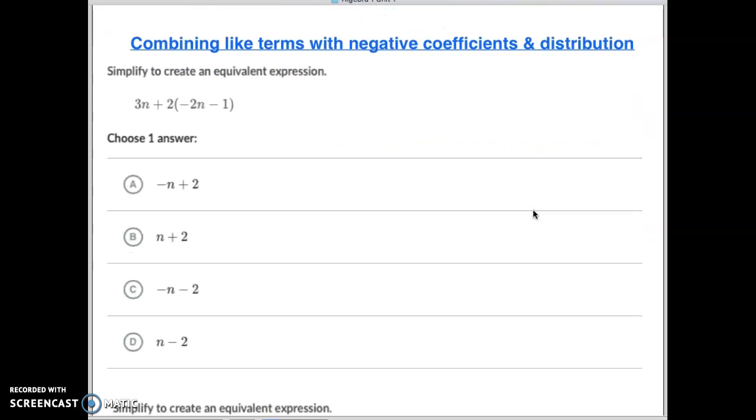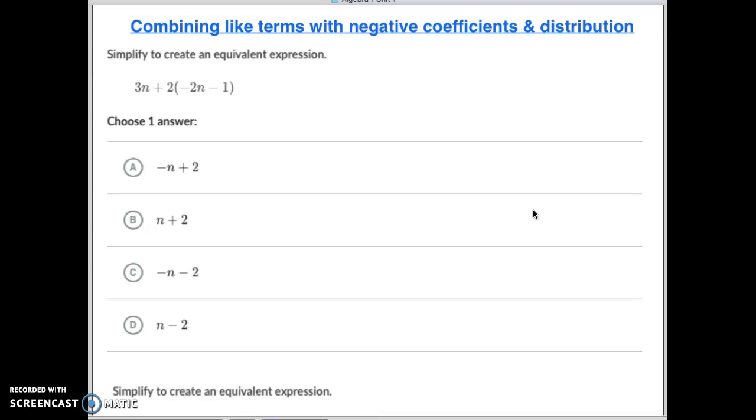The next one actually shouldn't take you that long either, but we just have to remember our distribution properties. So here's the first one right here. You can see this one, and you just have to pick out which is the correct answer. So let's work through this problem right here. So you can see I've got the 2. I rewrote the problem right here.